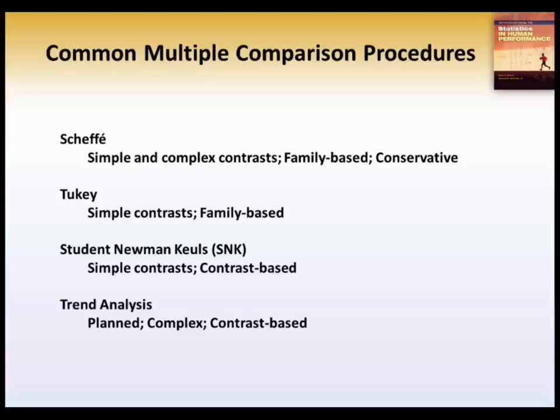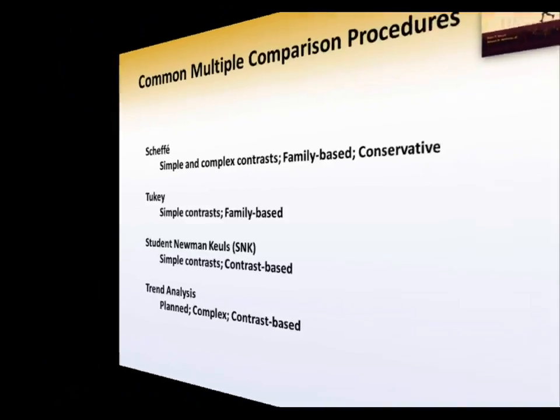Two of the most common ones are Tukey and Student-Newman-Keuls. They are both simple contrasts. The difference is Student-Newman-Keuls is contrast-based, whereas Tukey is family-based. Trend analysis is really not specifically a multiple comparison procedure, but it falls in the same family, and it's used when your independent variable actually is ordinal in measurement level, and you can use this to determine if there's a trend among the means. Do the means continually rise, or do they go up and then go down? You can determine whether the pattern of the means is linear, quadratic, cubic, or some other polynomial.